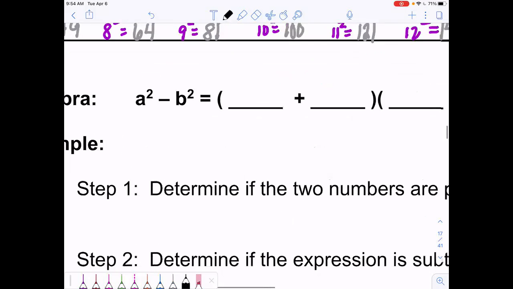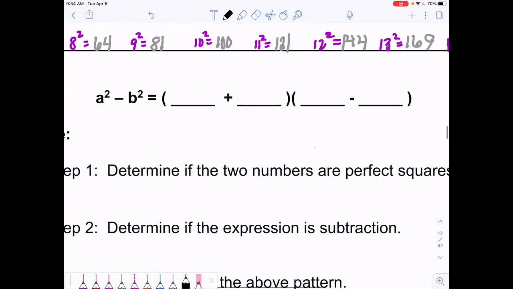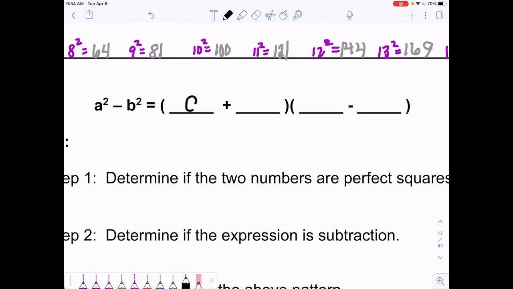And the way we factor with this special pattern is to have 2 parentheses, one always with a plus, the second one always with a minus. Always. So one's always a plus and the other one's always a minus. And inside those parentheses are a plus b and a minus b. To find them, we are going to be taking the square root of each of those values individually.